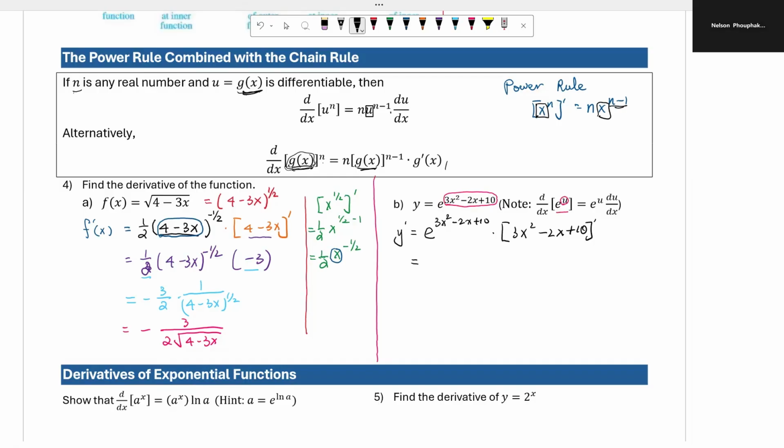And then, of course, for this one, the derivative of 3x squared minus 2x plus 10 will be 6x minus 2 multiplied by e to the 3x squared minus 2x plus 10. Okay.